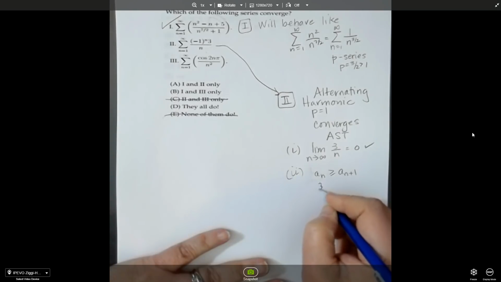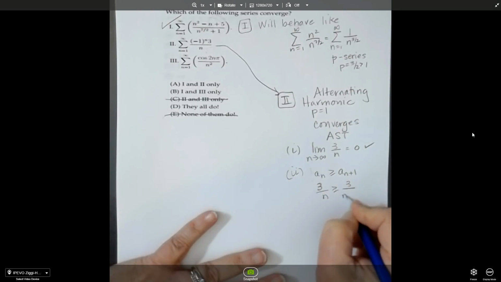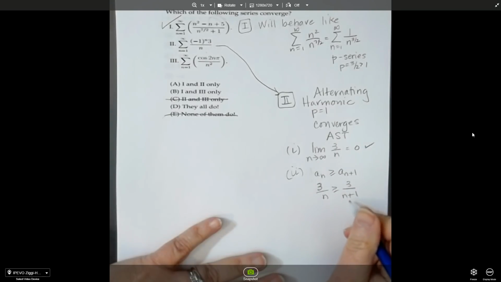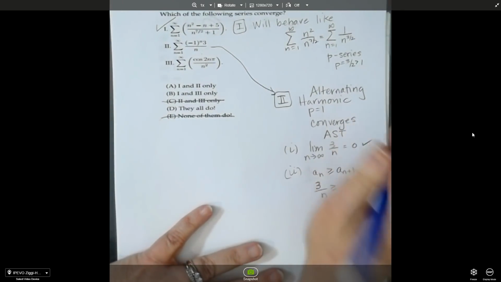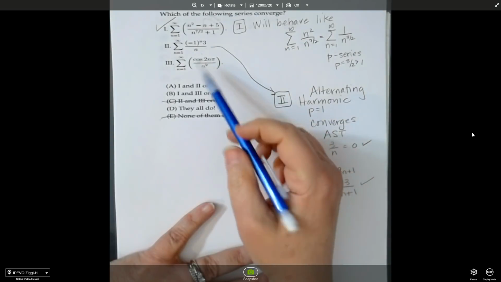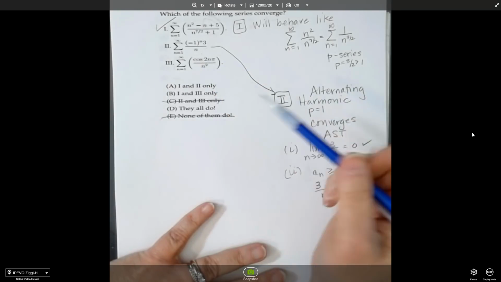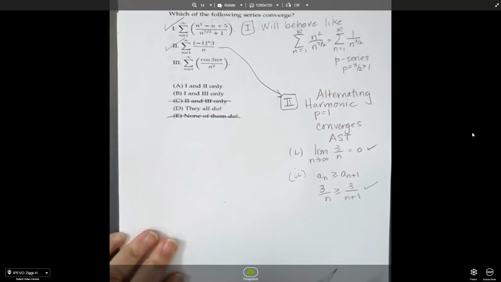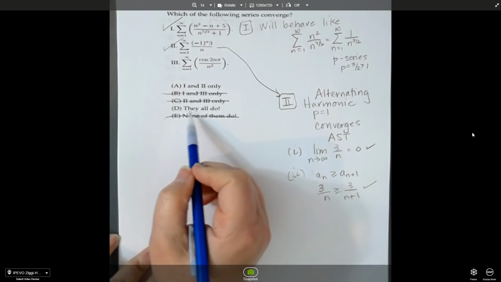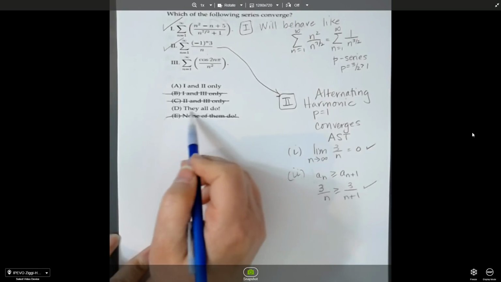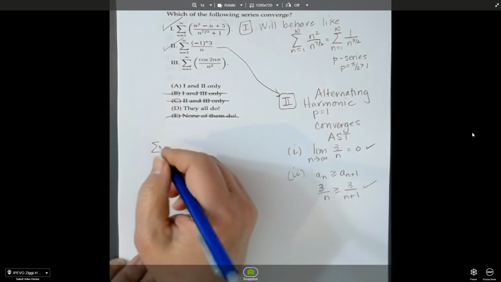That means 3 over n greater than or equal to 3 over n plus 1. Yes, because this denominator is bigger, making this fraction smaller. So yes, this is true. So the alternating harmonic will always converge when the non-alternating harmonic does not, because of the p series being equal to 1. All right, so we know that 1 and 2 will work. But sadly, that eliminates b. With all that work that we've done so far, they are going to make us check this last one. And the last one, to be really honest, is the most interesting one, I think.